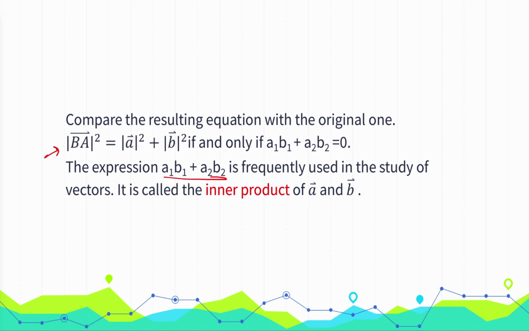This particular thing is frequently used in vectors. It's called the inner product or the dot product. When I learned it in school, we called it the dot product, which is probably what I'm going to call it most often, but your book calls it the inner product. It's the same thing.